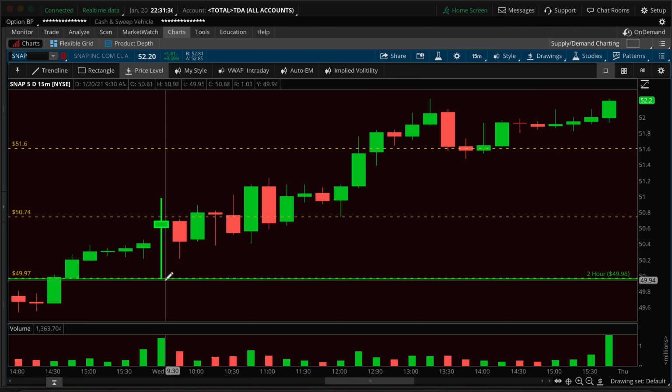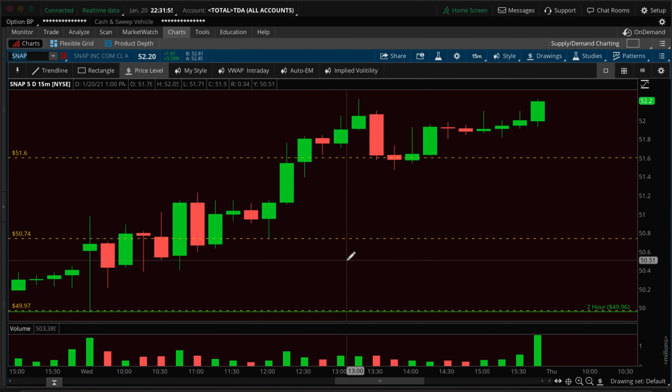This 2-hour demand is a key level as well. So we pulled back and hit a low of 49.95. We hit this 2-hour demand within a penny of that. That would have been a perfect entry right there to take that long.